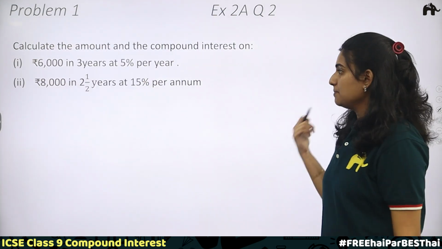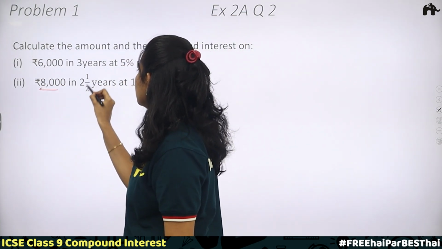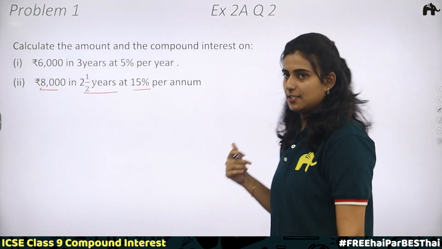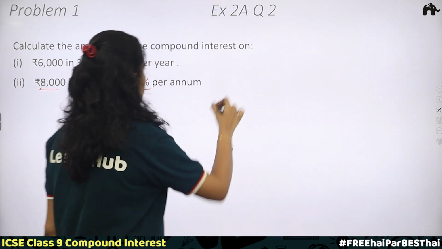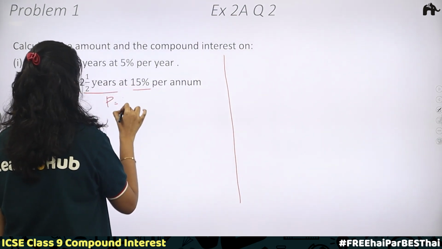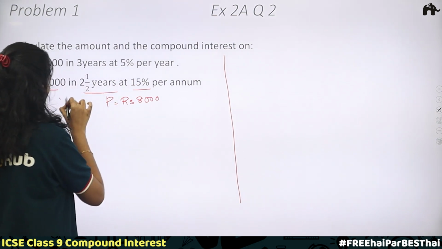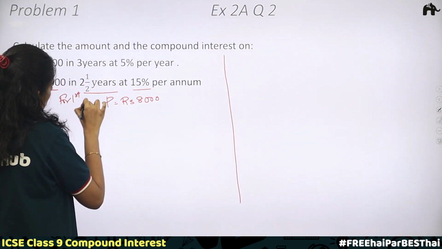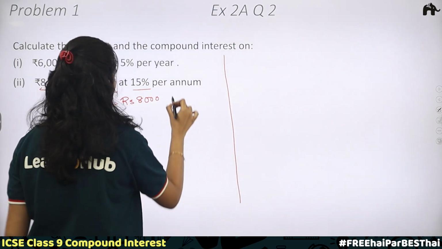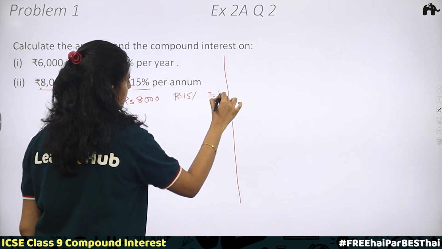Clear? Second part, here the principal is 8,000, time is 2.5 years, and the rate of interest is 15%. So let's start. Principal P is equal to rupees 8,000. So first we are finding for first year. For first year, principal is rupees 8,000. Rate of interest is 15%. Time will be 1 year.